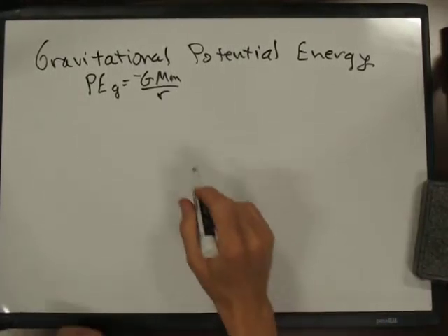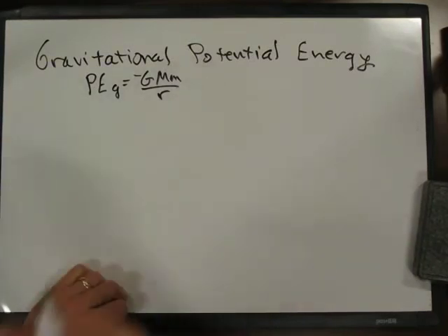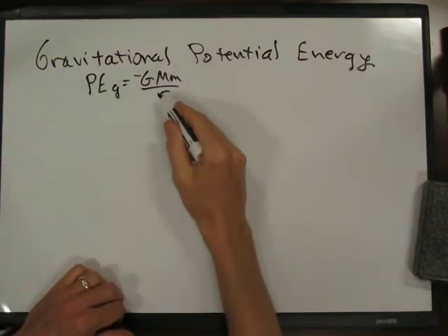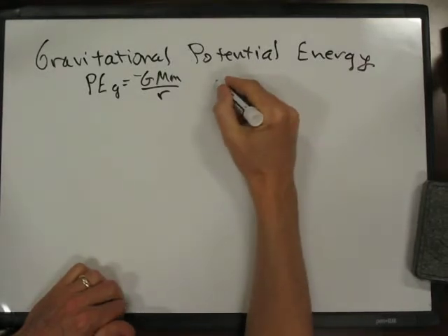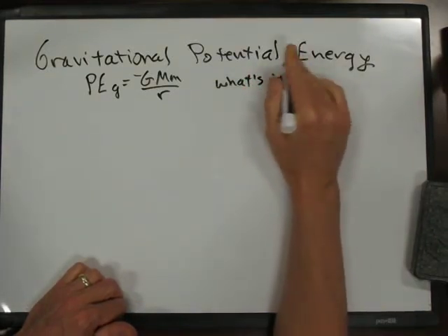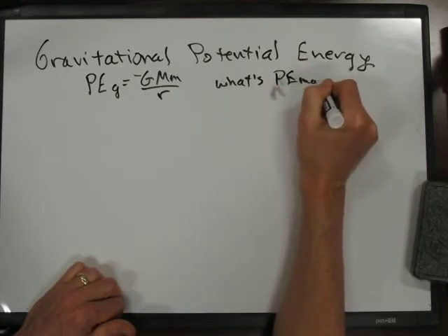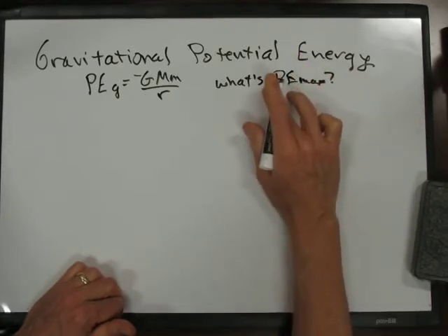So I want to say a few things about the gravitational potential energy. We derived this formula, sort of, or we came up with it, and there are a couple of things. You can ask, what's its maximum value?